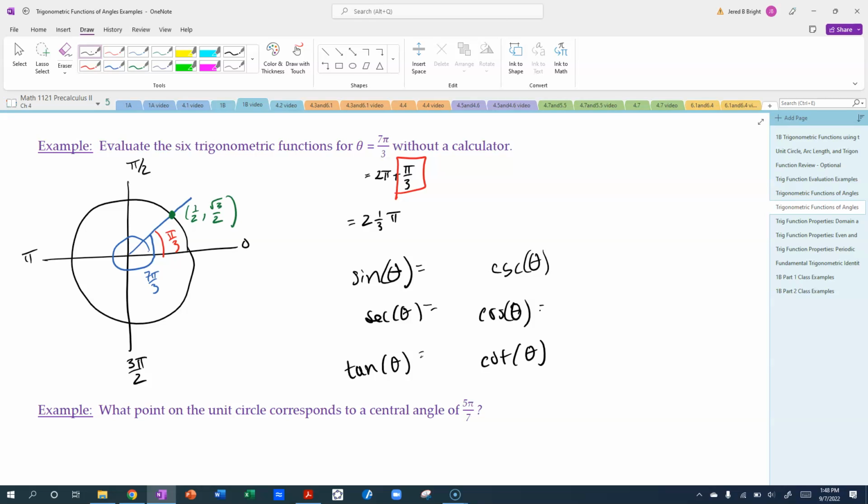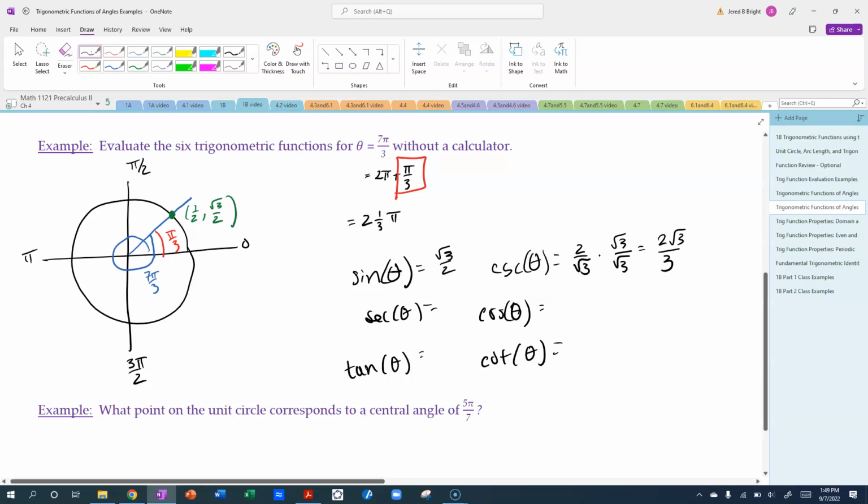So let's complete each one of these. Sine is just the y-coordinate over 1, so square root of 3 over 2. Take the reciprocal of that, 2 over square root of 3. Or if you wish to rationalize it, you multiply by square root of 3 over 3, and I'm going to give you 2 square root of 3 over 3.